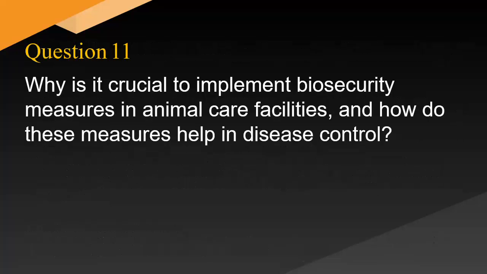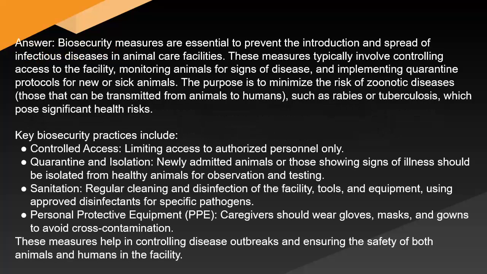Why is it crucial to implement biosecurity measures in animal care facilities, and how do these measures help in disease control? Answer: biosecurity measures are essential to prevent the introduction and spread of infectious diseases in animal care facilities. These measures typically involve controlling access to the facility, monitoring animals for signs of disease, and implementing quarantine protocols for new or sick animals. The purpose is to minimize the risk of zoonotic diseases, those that can be transmitted from animals to humans, such as rabies or tuberculosis, which pose significant health risks.